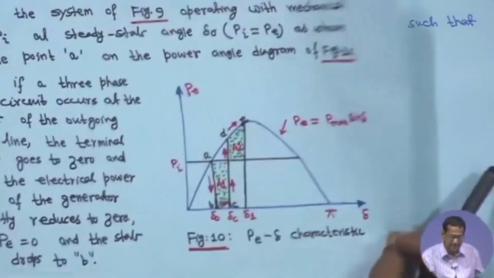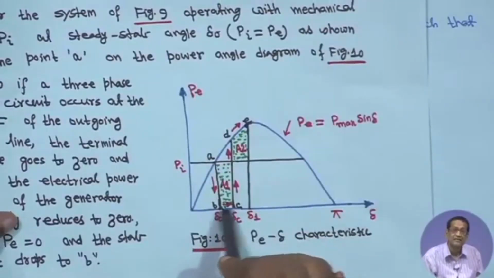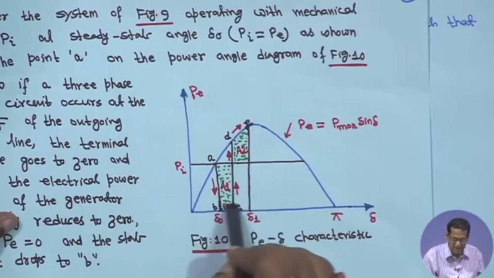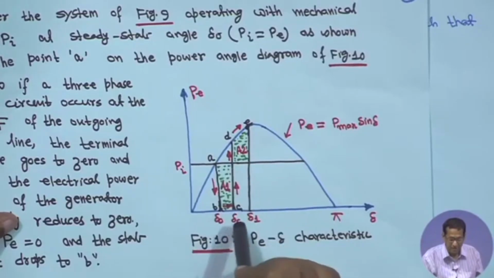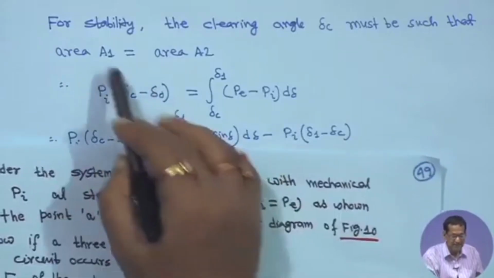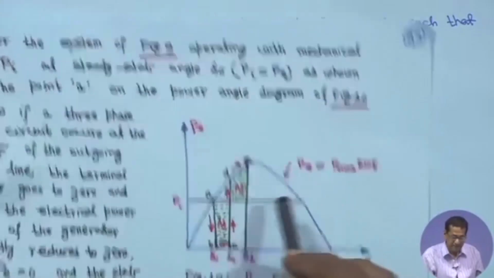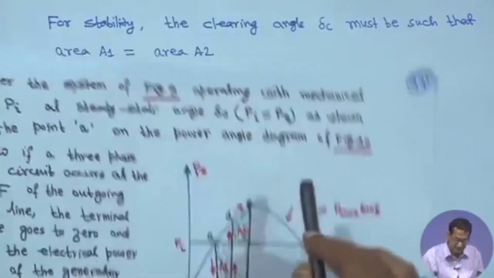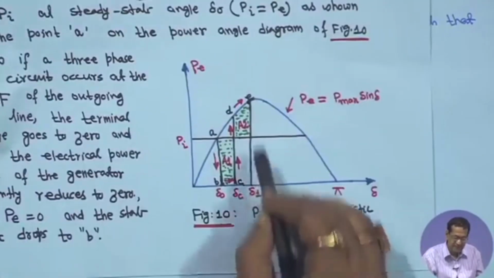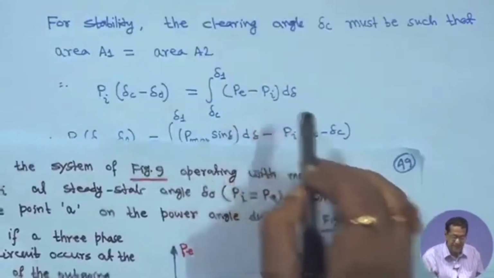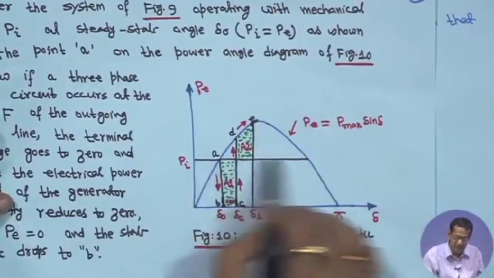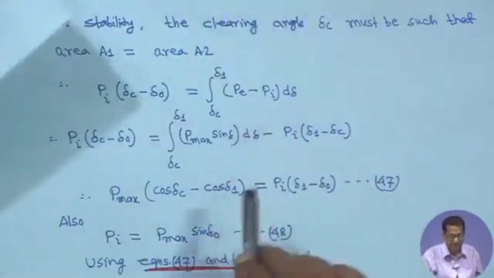That means, this area, this is actually a rectangle. So, its height is Pi and its width is delta C minus delta 0. So, this area is Pi into delta C minus delta 0, that is area A1. Area A1 is equal to area 2. So, it will be the integration from delta C to delta 1 of P minus Pi, this is the P max curve minus this horizontal line Pi. So, P minus Pi.